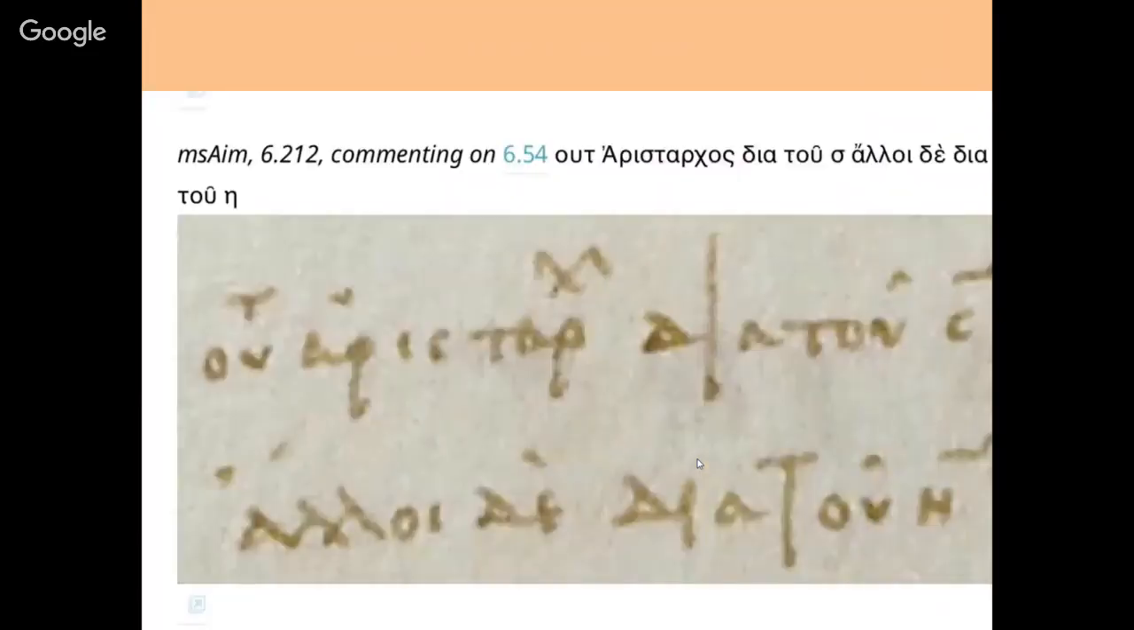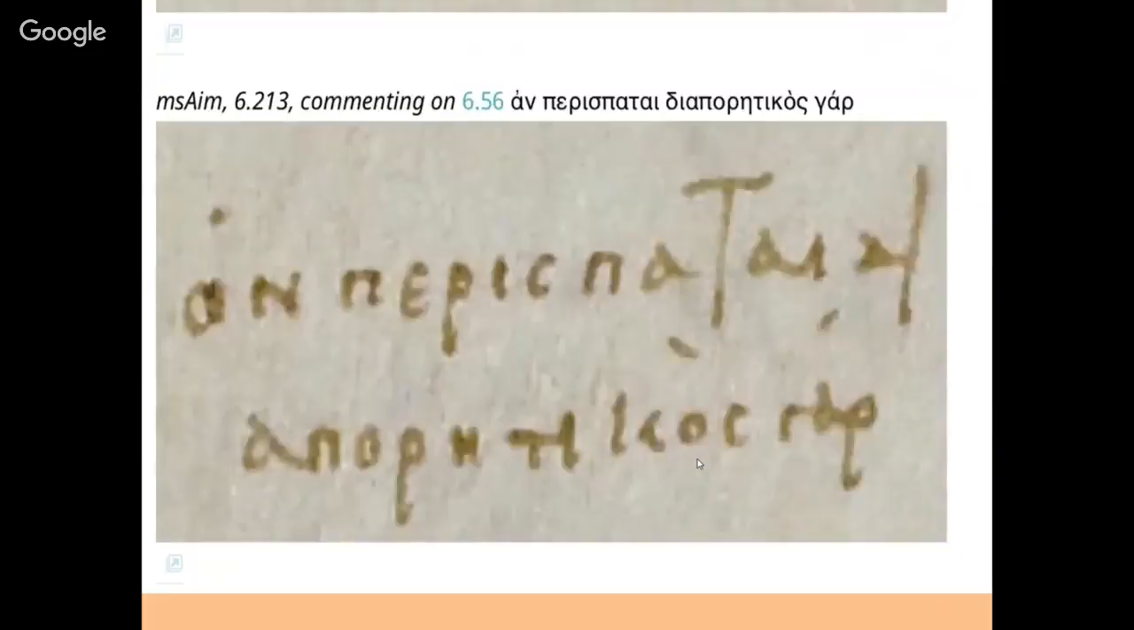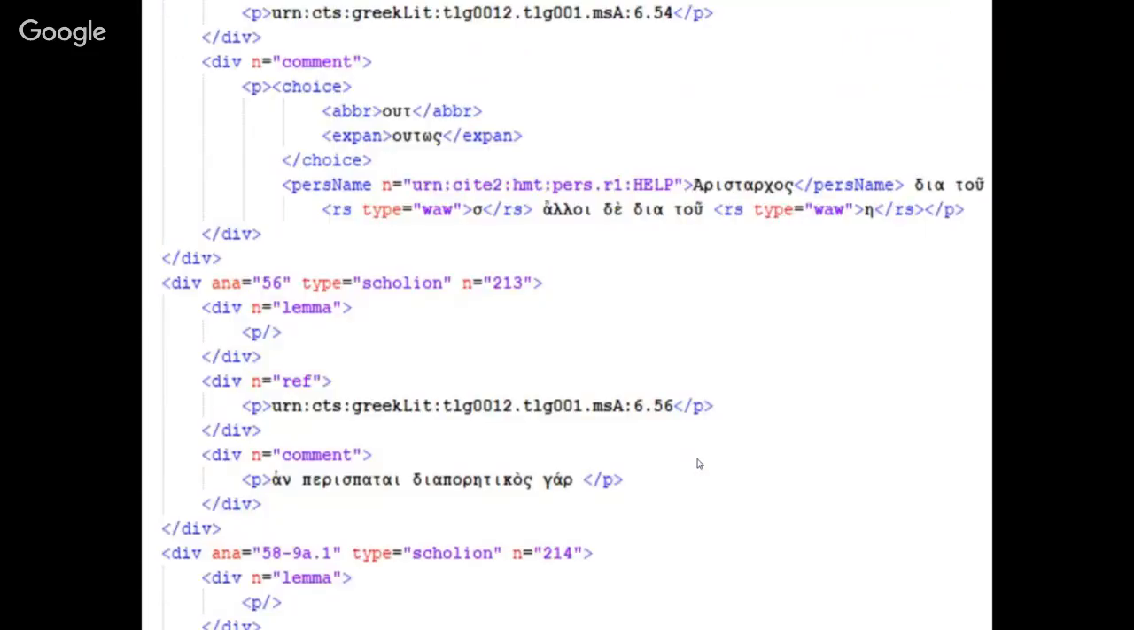Concerning the second scholion that I have chosen, I read from the manuscript: hoti Aristarchos dia tou sigma, alloi de dia tou eta. The electronic transcription of the scholion is the following. As you see here, we have the abbreviated form of the adverb, because, as I told you, in most cases we have the abbreviations of the morphological endings of the words. Then the expanded version of the adverb, as it was read and interpreted by the editor. And here we have markup with the personal name, because there is the name of Aristarchos.